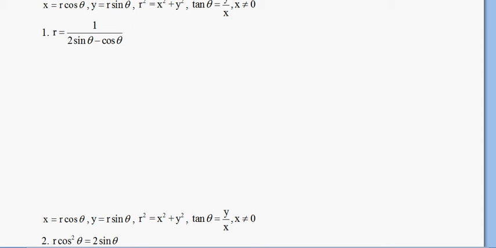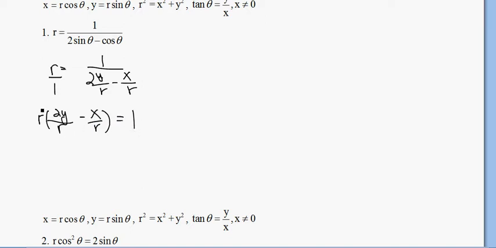So here's some more converting between polar to rectangular. Again, sine is equal to y over r, and cosine is equal to x over r. So I get r is equal to 1 over 2 times y over r minus x over r. The smartest thing to do here is to cross multiply, because then all these r's are going to cancel out. So this is r times 2y over r minus x over r is equal to 1. And if I distribute that r, I get 2y minus x is equal to 1.